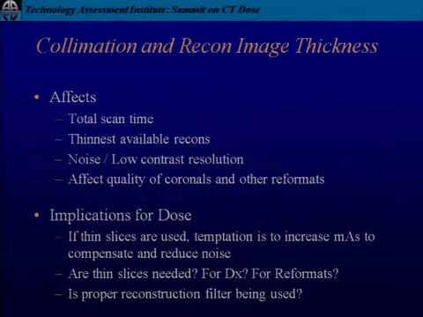Are the thin slices needed for the exam? Are they needed for diagnosis, for reformats? What are they needed for? Okay, not just pretty pictures. And is a proper reconstruction filter being used? Jim gave a better illustration of that, but I wanted to make sure we hammered that point home as well. And I think I'll stop there.